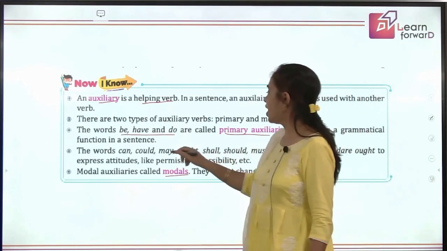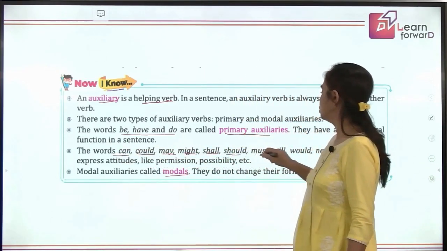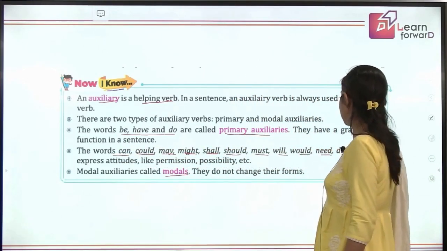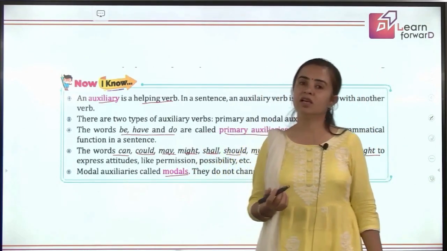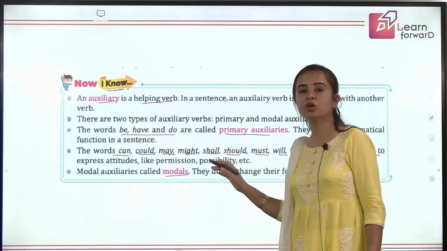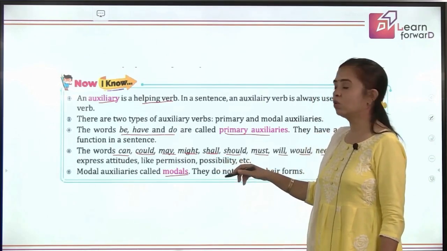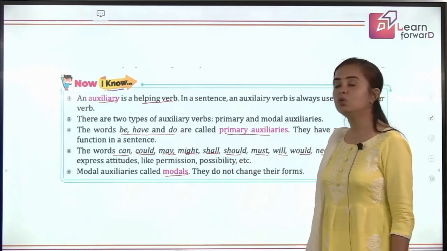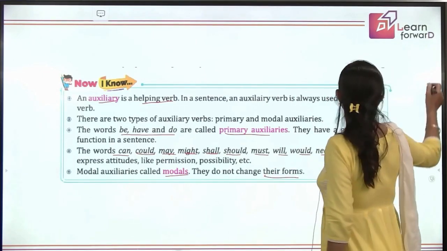They give the attitude of the speaker, and they are can, could, may, might, shall, should, must, will, would, need, dare, ought to. They are the general ones that we have learnt here in different categories to express the different attitudes or moods of the speaker. Right? And modal auxiliaries, they are also called modals, and they do not change their forms. They are like that only.